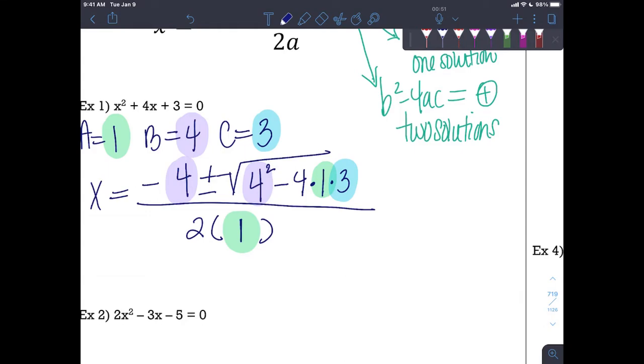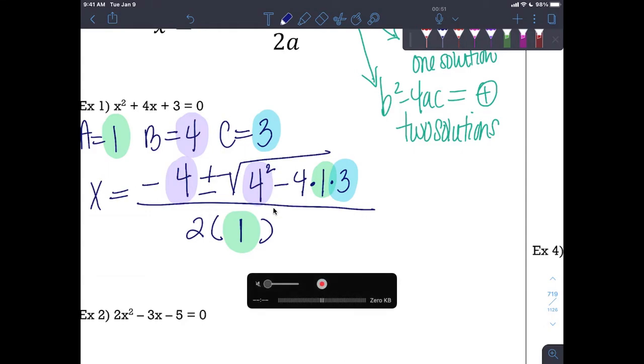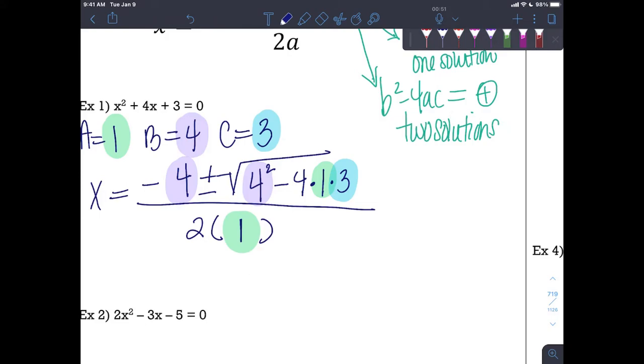Now, before I get started on all of this, I want to look at this discriminant because I want to make sure I'm not going through all this drama and going to end up with no solution. So I say 4 squared, that's 16, minus 4 times 1 times 3, 12. So my discriminant will be 16 minus 12, which is 4. That's positive. I should have two solutions. So I'm going to go ahead and start reducing this.